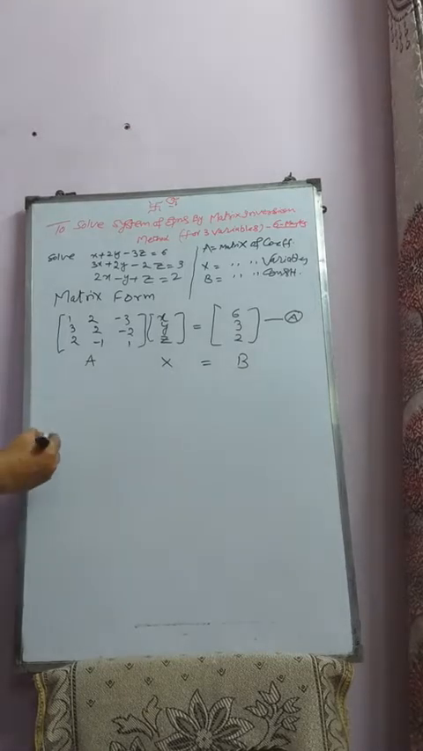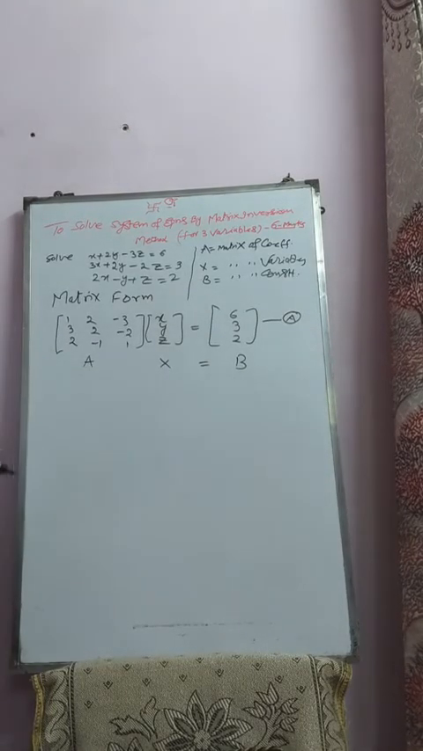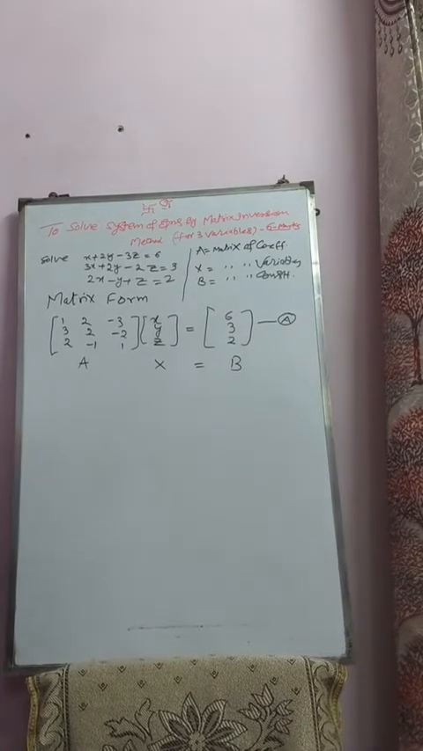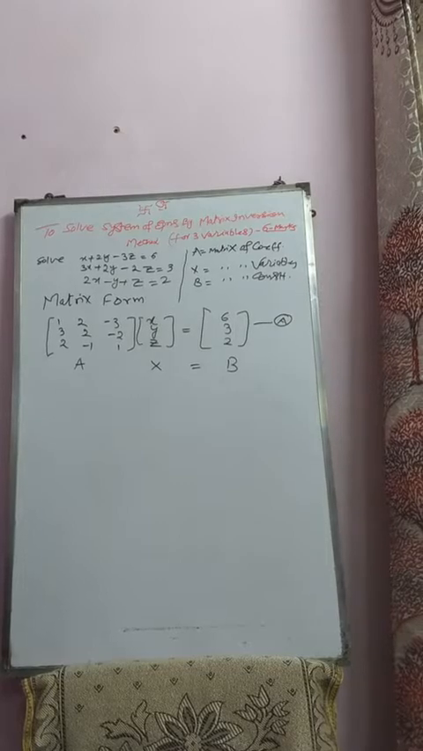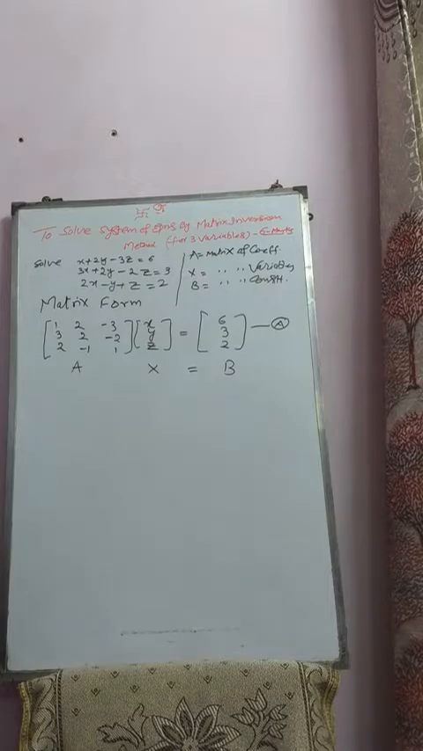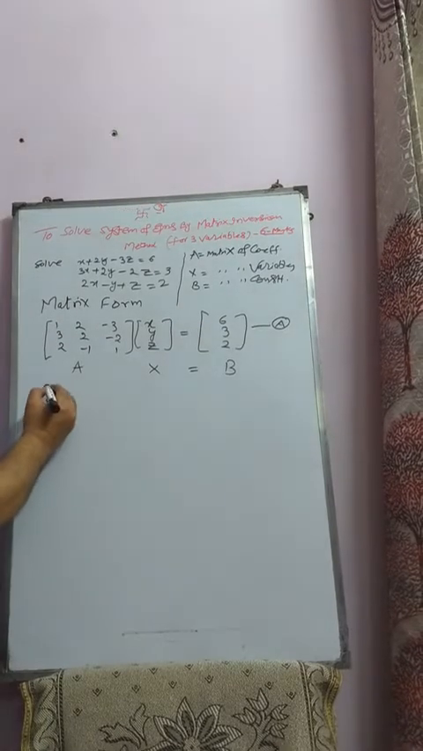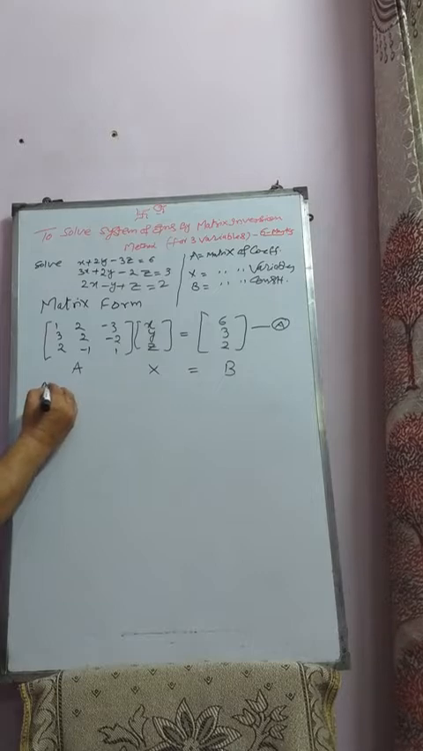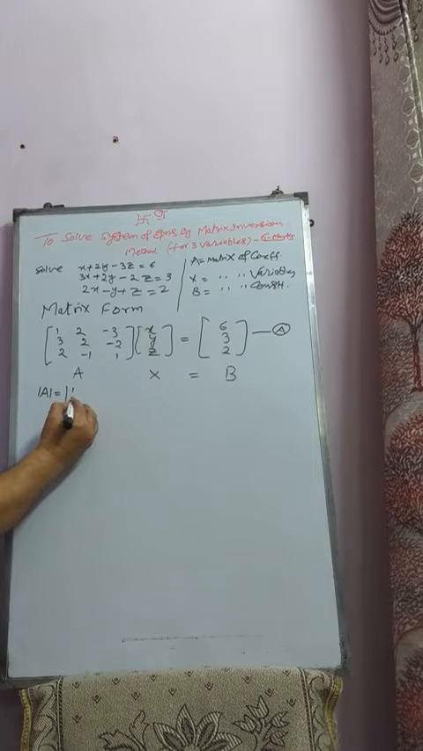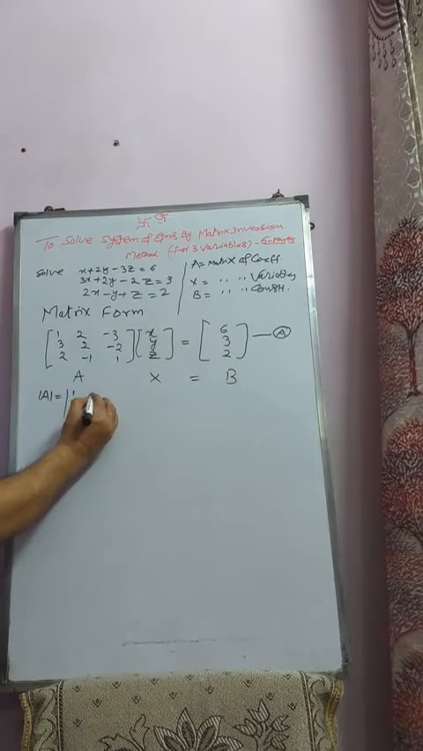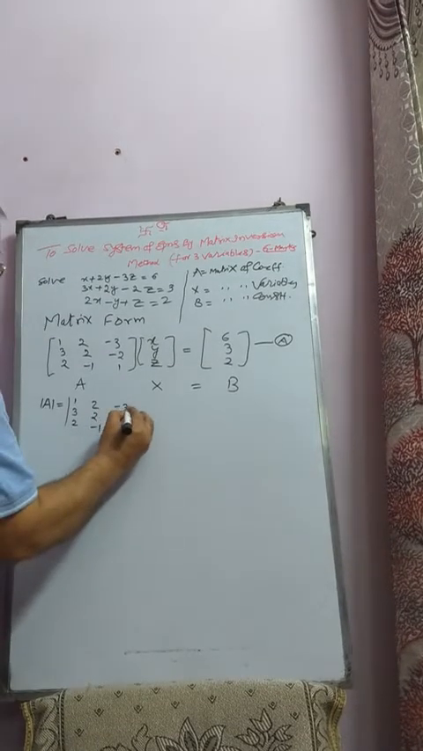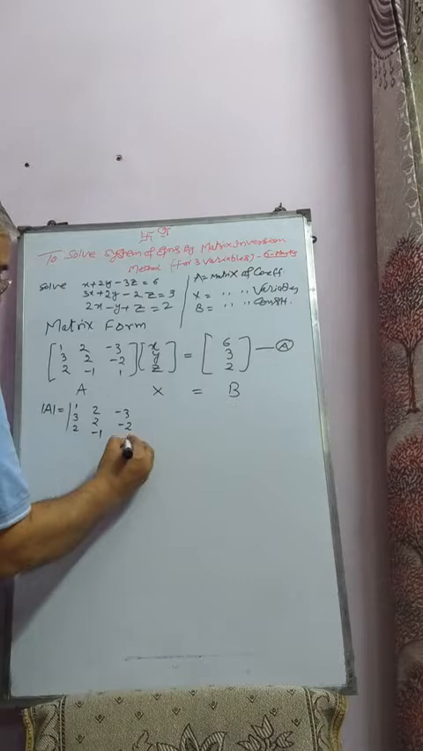Now we will find the value of the determinant. The value of the determinant must be other than 0. If a matrix has determinant 0, it is called a singular matrix. We have discussed it earlier in your previous notes. So look here, now I am going to find determinant A, that is equal to the determinant 1, 3, 2, 2, 2, minus 1, minus 3, minus 2, 1.